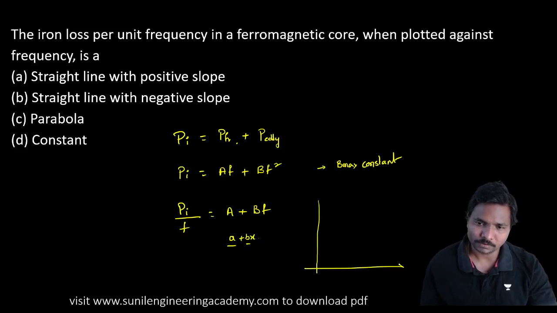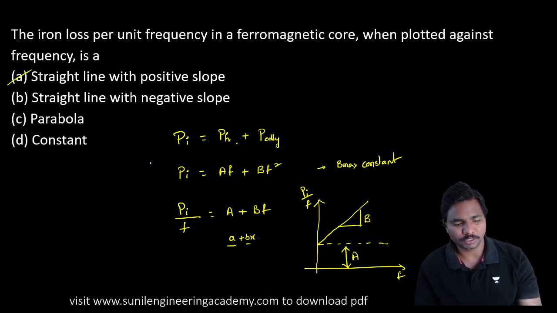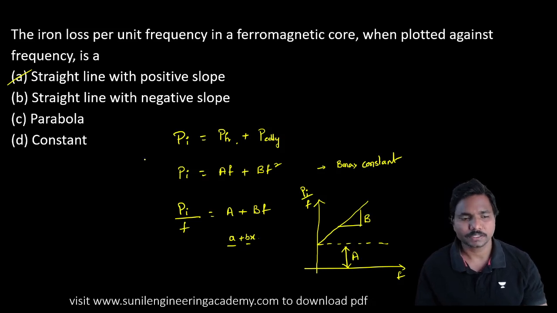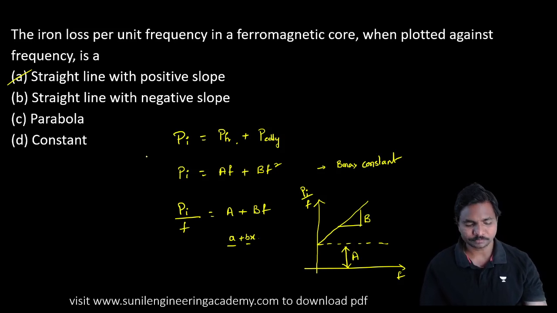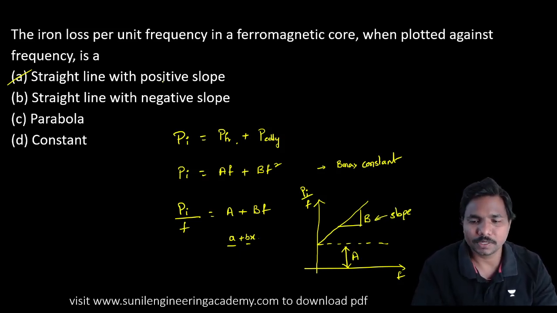So if you draw that curve, iron losses per unit frequency, the constant A you will get is the intercept. From that you are getting BF, which is directly proportional to frequency. So slope is B, and here the slope is positive. So a straight line with a positive slope. The answer is option A. All of you clear? So constant is A and slope is B. Very important, guys. Straight line with a positive slope.